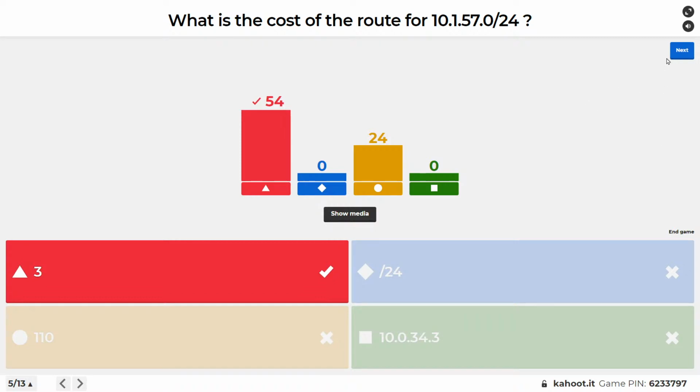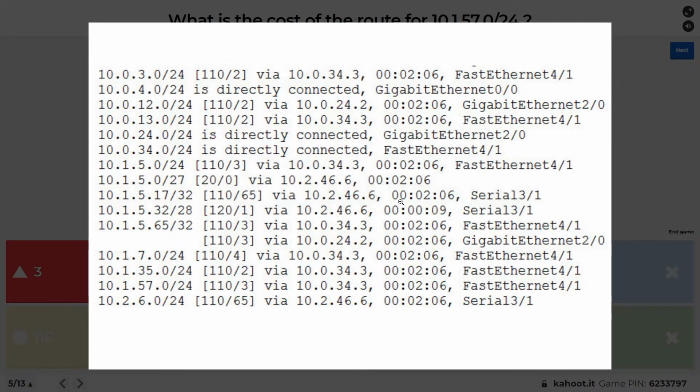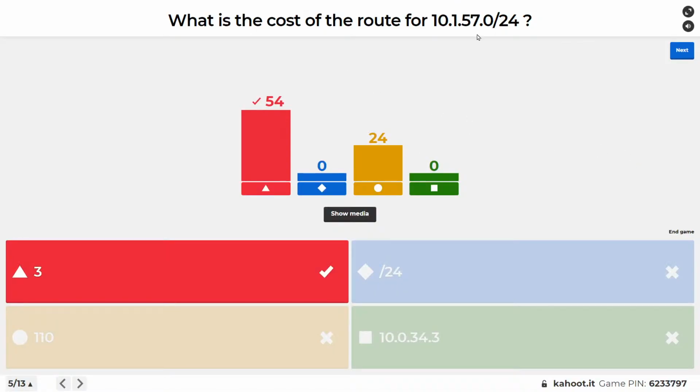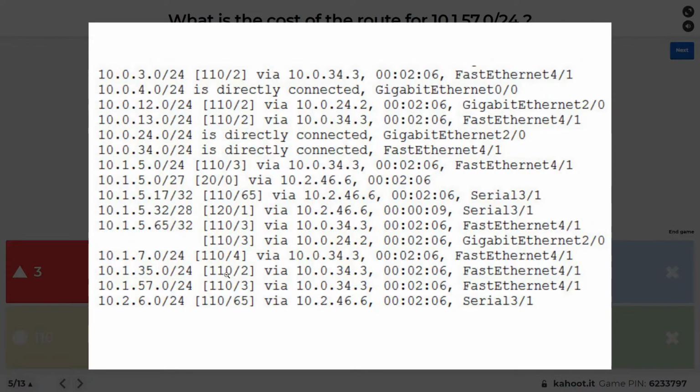All right, the cost for the route. Let's take a look at that again. So if we look at that, that network is right here at the bottom. Now, when I started using Cisco routers back in the day, when I first got my start in 1999, they didn't order the routes. They were not in numerical order.